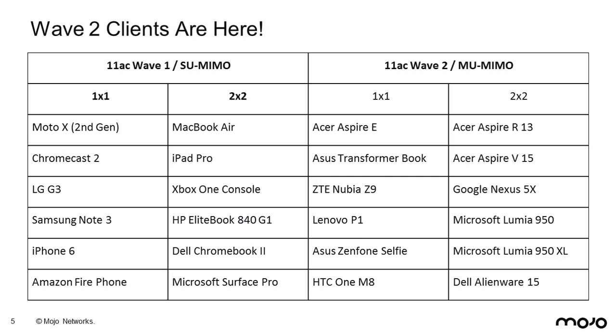So on the right-hand side, you see a bunch of Wave 2 clients. Now, this is just a subset. There are actually way more. I just picked some of them that I thought would be interesting, but there really are a lot more Wave 2 clients available or soon to be available.